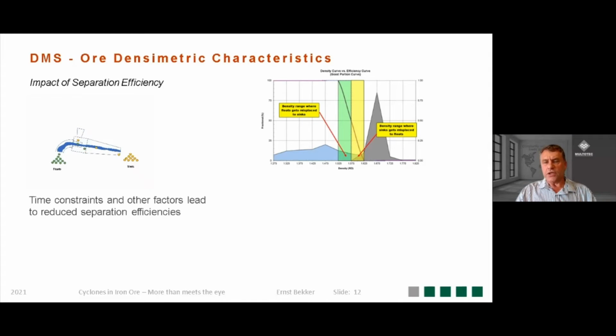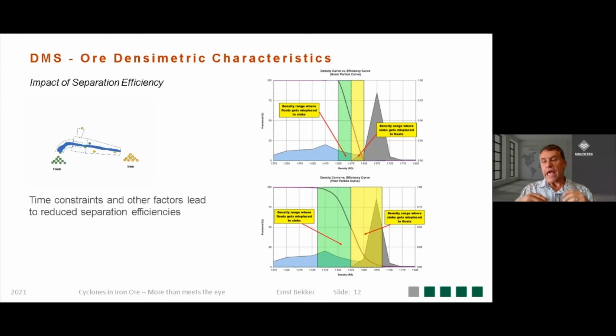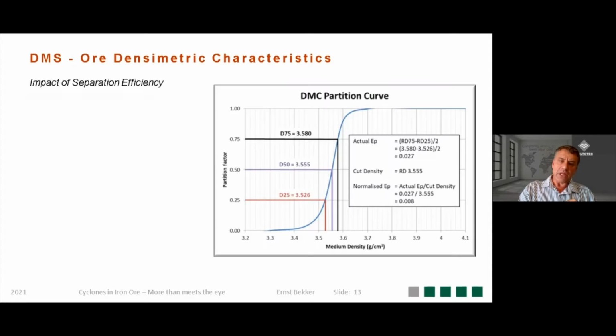Because of these constraints, you don't have a vertical separation line anymore. The lines slope, and because of that slope, you now start to get areas depicted in green and yellow, where material has got the probability of being misplaced. So it's not separated at optimum efficiency. As we reduce the efficiency of separation and operation, these shaded areas increase. More material has now got the probability of being misplaced.